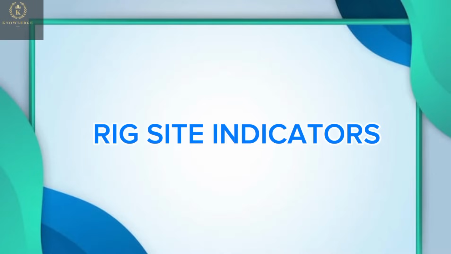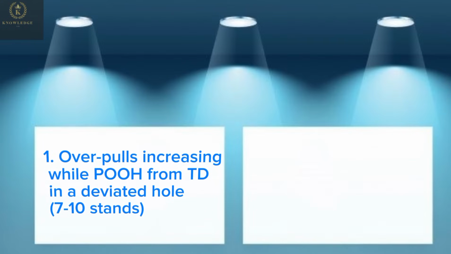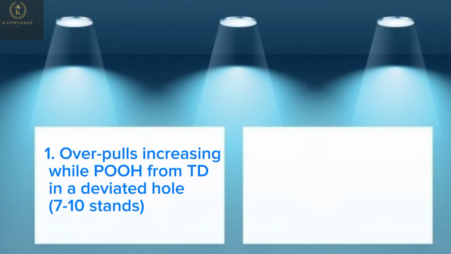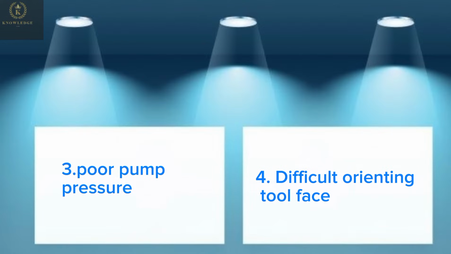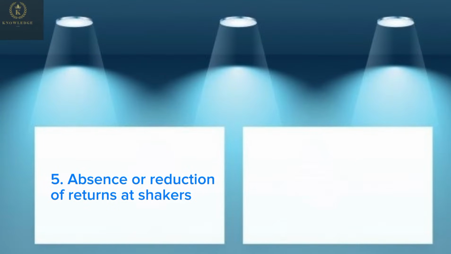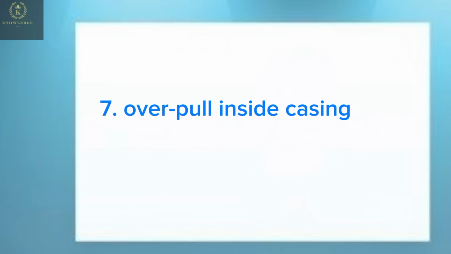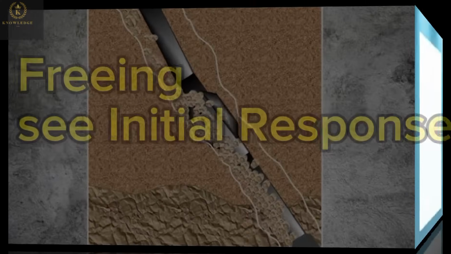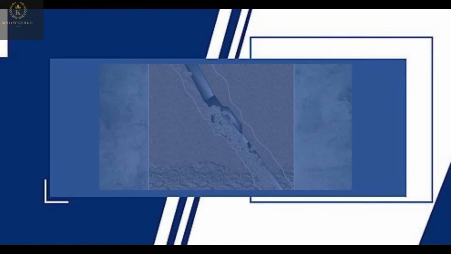Rig site indicators. 1. Over pulls increasing while pulling out of hole from TD in a deviated hole, 7 to 10 stands. 2. Erratic pump pressure. 3. Poor pump pressure. 4. Difficult orienting tool face. 5. Absence or reduction of returns at shakers. 6. Presence of large ground cuttings, LGC. 7. Over pull inside casing. Freeing: see initial response.